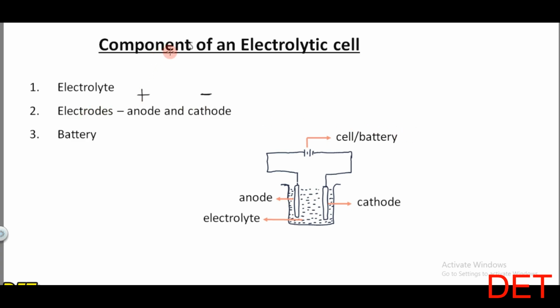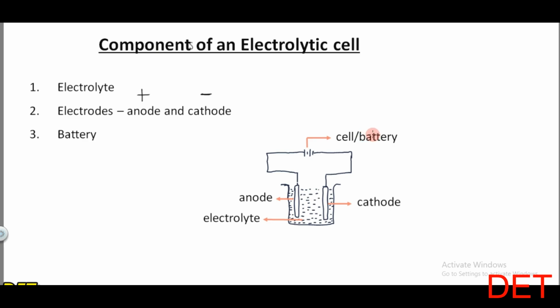So the three major components of the electrolytic cell are the electrolyte, the electrodes, which are the anode and the cathode. Remember, the anode is the positive electrode, the cathode is the negative electrode, and then we have the battery, which is responsible for generation of what? Of the electric current.